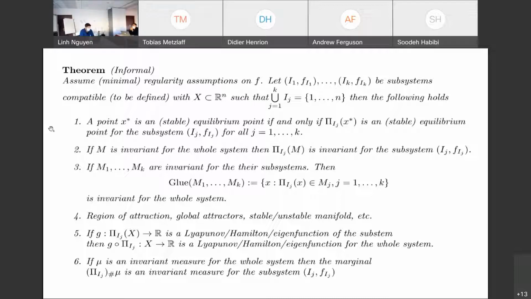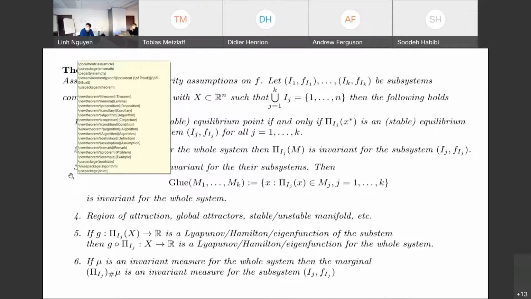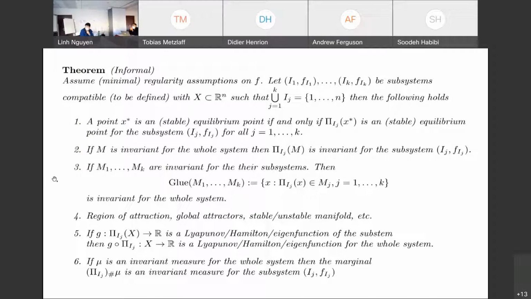Something similar holds for invariant sets. And only in point 3 something a bit more interesting happens, namely this gluing procedure. So if we have sets, in that case what we call invariant, or some certain sets that have good properties for a subsystem, we want to obtain a set with the corresponding property for the whole system, and this is done by gluing them together. That's what we call it, this is stated here. So why did we call it gluing?